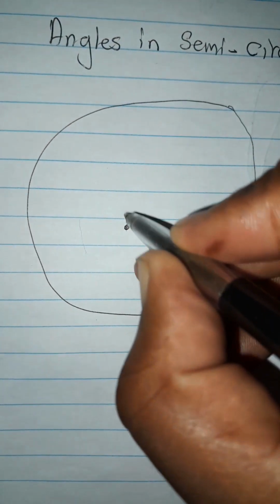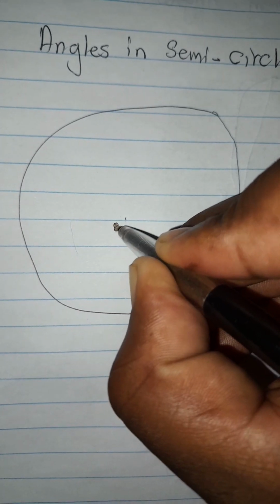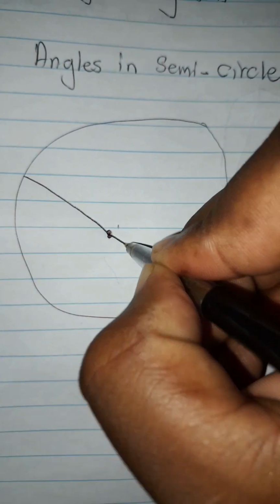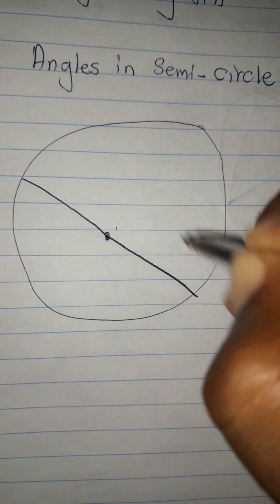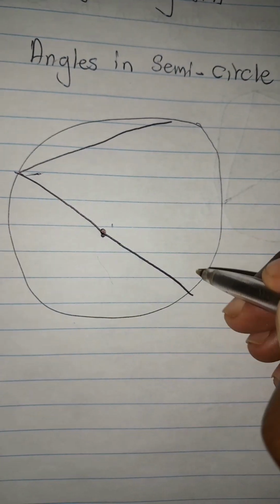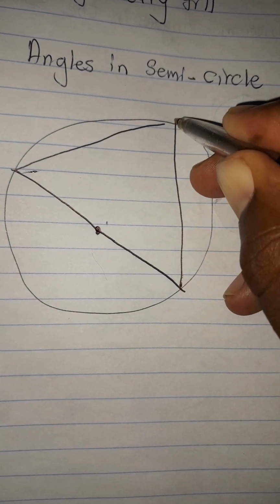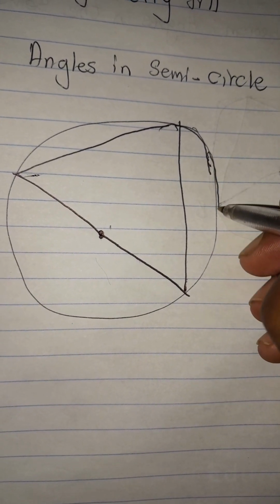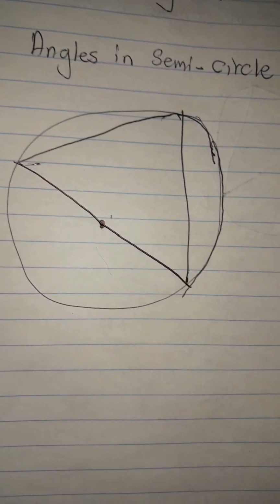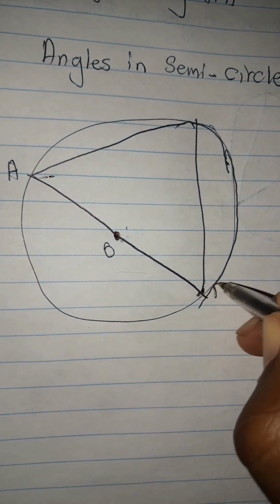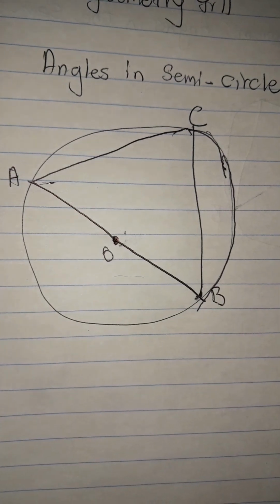Let's draw the diameter first. Here's the diameter. Yours will be accurate because you will use a ruler. We have something like this. Center O there. Then let's say it's A here, and let's say it's B, and let's say it's C here.